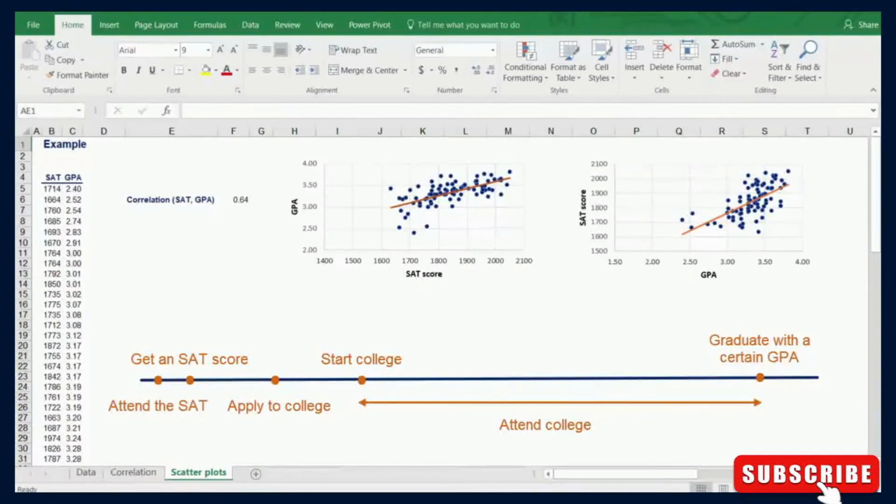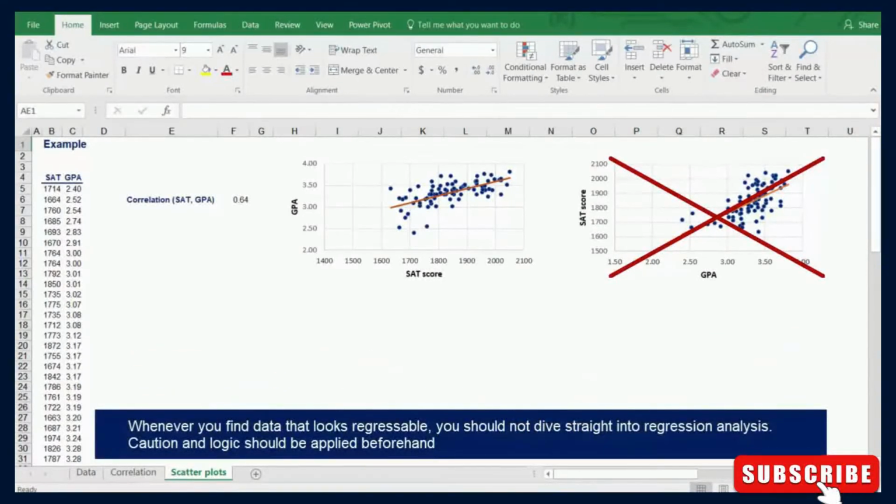No, there isn't. This is like predicting how much you spent yesterday based on how much money you found on the street today. No logic whatsoever. Therefore, the second regression is meaningless. What's the takeaway? Whenever you find data that looks regressible, you should not dive straight into regression analysis. Caution and logic should be applied beforehand.